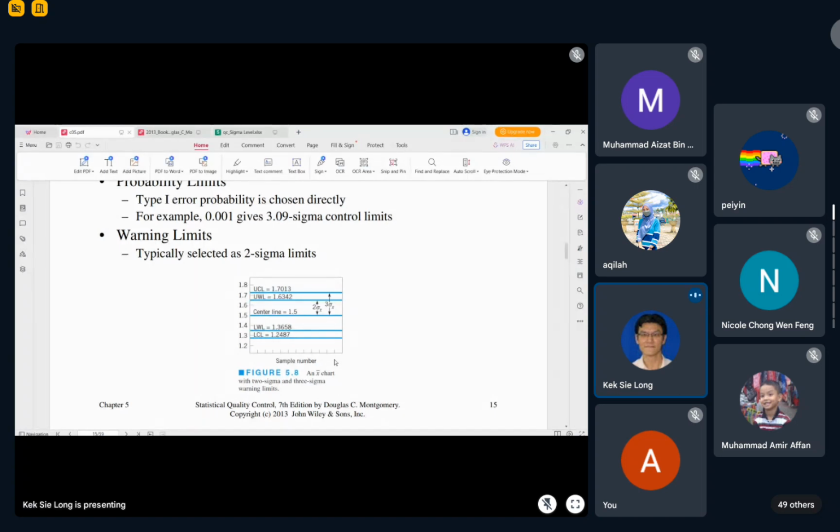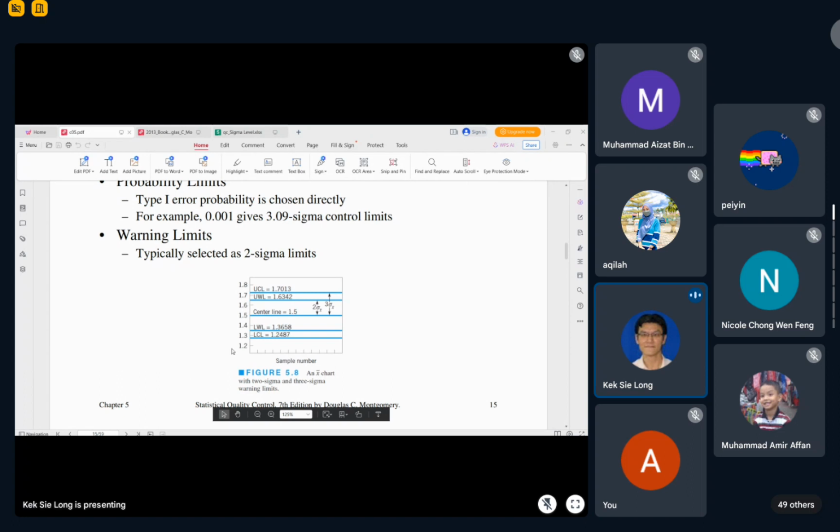Yeah, if one day you'll be QC or QE, maybe you can notice which Sigma level is used in the company you serve. And sometimes we can consider the Sigma limit, either we increase or we decrease it, for quality improvement purposes.